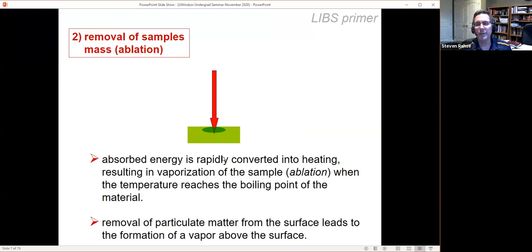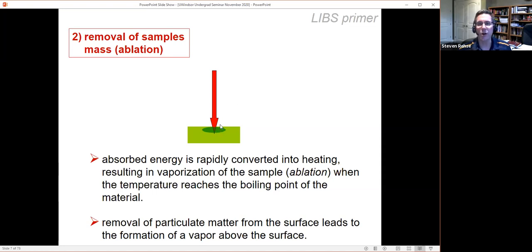This absorbed energy, what's it going to do, right? You have an electromagnetic energy. Energy is always conserved in physics. The first rule of physics is conservation of energy. So that absorbed electromagnetic energy has to be converted into heat energy, thermal energy. And that thermal energy is going to result in vaporization of the sample. And when you do that, that's called ablation or laser ablation.